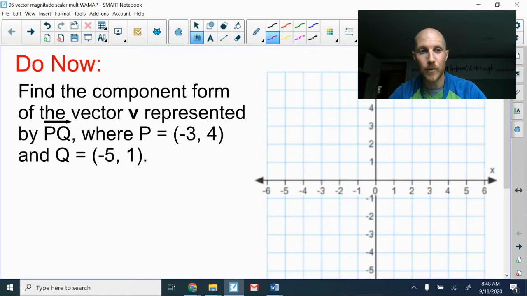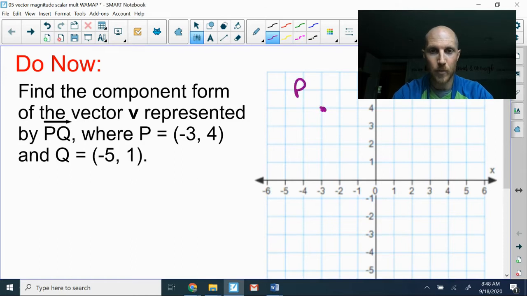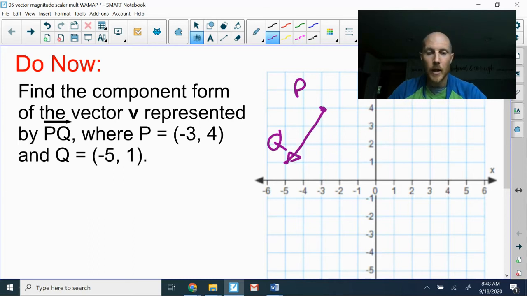So we're going to find the component form of the vector called v, represented by this ray PQ, where P is at the coordinates -3, 4, and Q is at the coordinates -5, 1. So I'm going to go ahead and graph P first, -3, 4. Right, so that is point P, and Q is at -5, 1, right here. There's Q. So I'm going to draw a ray from P to Q. All right, we're supposed to find the component form.